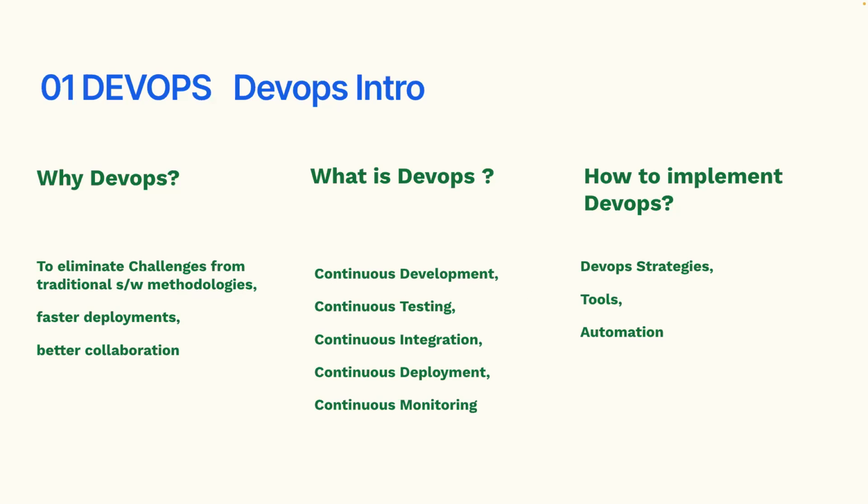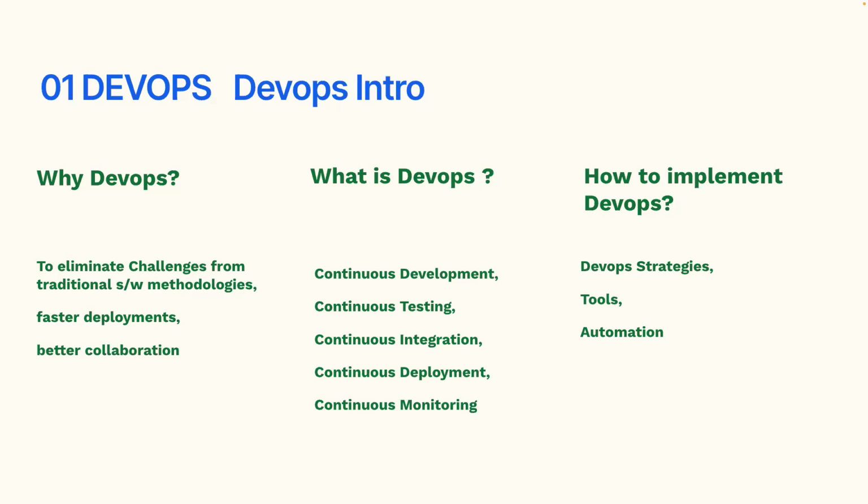What does it mean? It means that developers will keep on writing the code. The testing team will keep on writing the automated test cases. Whenever a developer writes new code, that will be merged into the system. Means integration is continuous: any code changes made by developers will be integrated into the system. It would be deployed into production. Of course, it would be deployed first into the lower environments, then into the higher environment. That's how it would be deployed and then monitored. So this process is called DevOps.